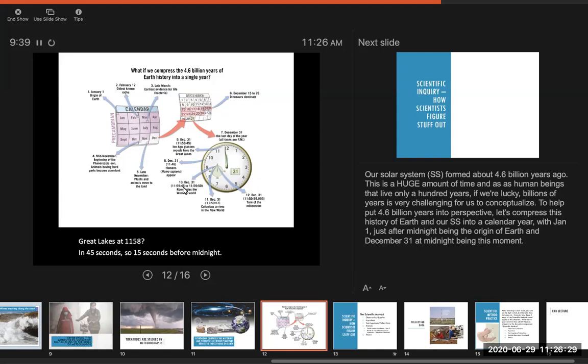December 31st, 11:59 and 45 seconds to 11:59 and 50 seconds, Rome rules the Western world. So the Roman Empire, the longest existing empire, is around for 5 seconds on this time scale. Columbus arrives in the New World at 3 seconds to midnight. And then, as I mentioned before, this very moment is right at midnight. So on this calendar, our life, 100 years if we're lucky, is less than a second.